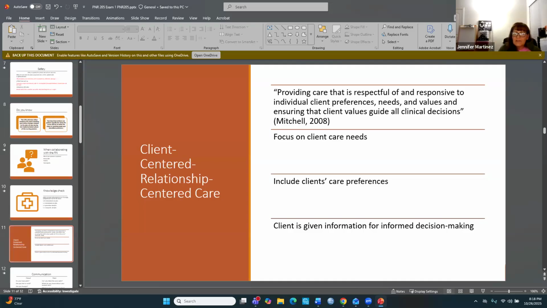So when we look at that, that goes back to the ethical principles of nursing, right? We give our clients all of the information necessary, the good, the bad, the ugly, right? So that they have all the information.